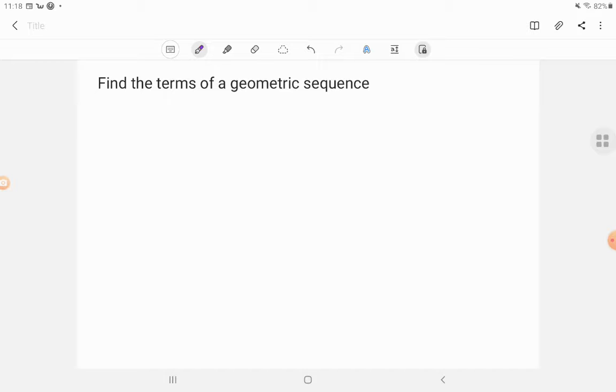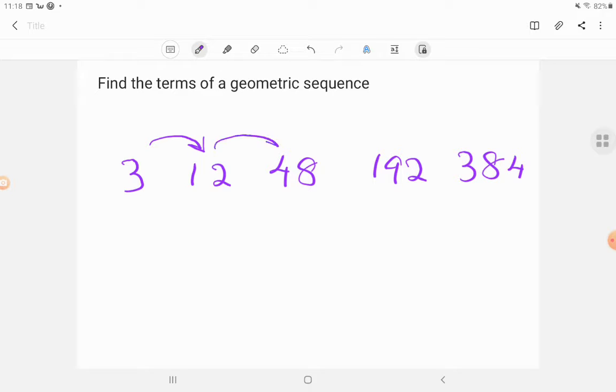So the first step is finding the proof of the formula. How do we get that formula? Let's take a simple example. Consider the finite geometric sequence of 7 terms. Here I'll write down a sequence: 3, 12, 48, 192 and 384. Which means when you multiply by 4 each time, you get the next term.